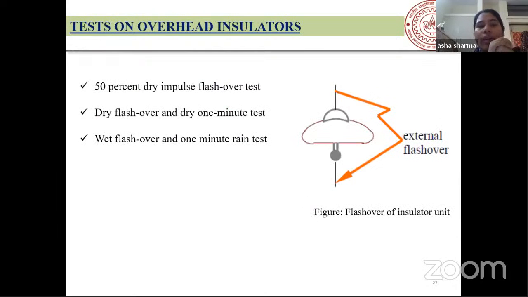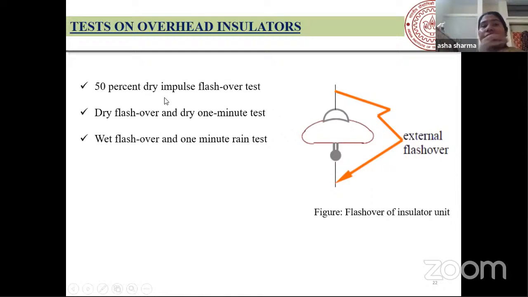Next is the test on the overhead insulator. We can categorize it into three parts: the 50% dry impulse flashover test, the dry flashover and dry 1 minute test, and the wet flashover and 1 minute rain test. So what is the 50% dry impulse flashover test like?